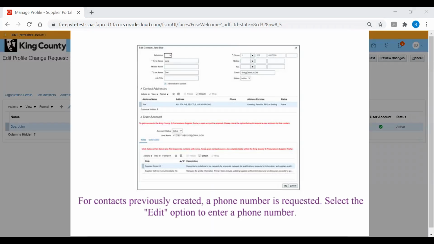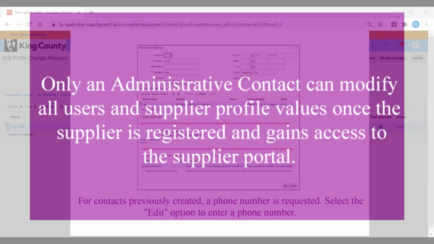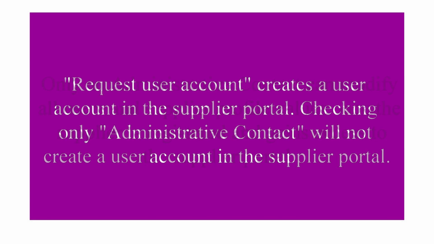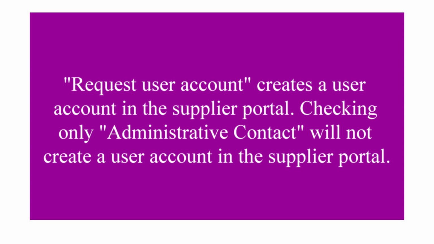The Edit Contact pop-up will display. The amount of access to the supplier profile is dependent on the administrative contact and request user account checkbox. Only an administrative contact can modify all users and supplier profile values once the supplier is registered and gains access to the supplier portal. Request user account checkbox creates user account in the supplier portal. Checking only an administrative contact will not create a user account in the supplier portal.